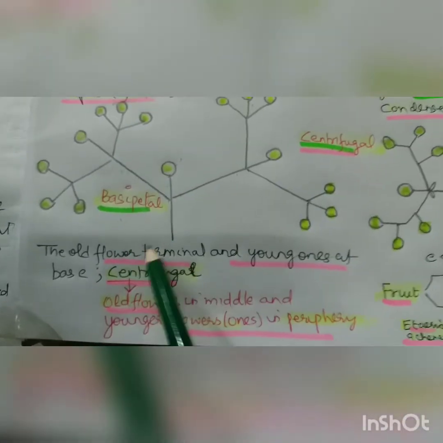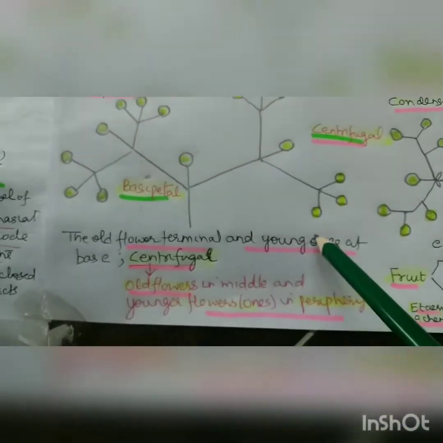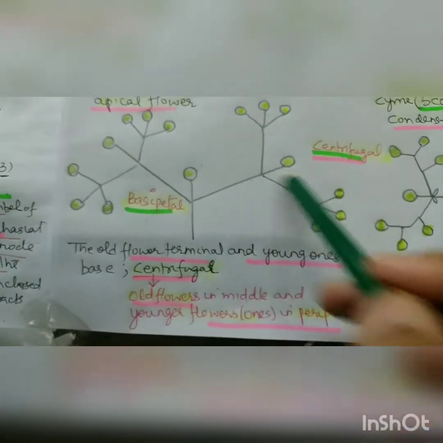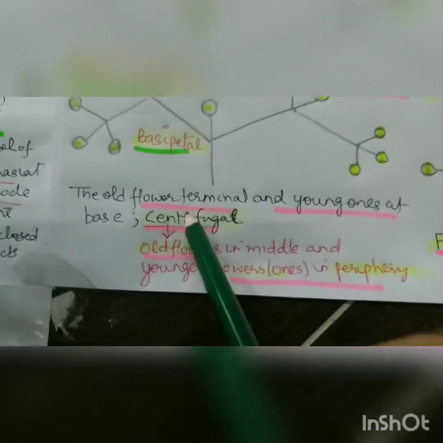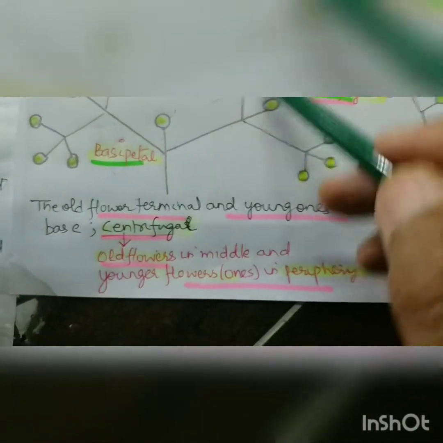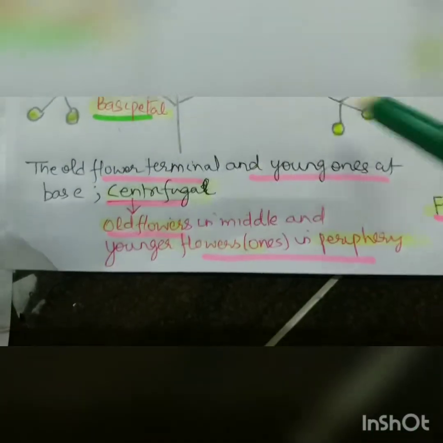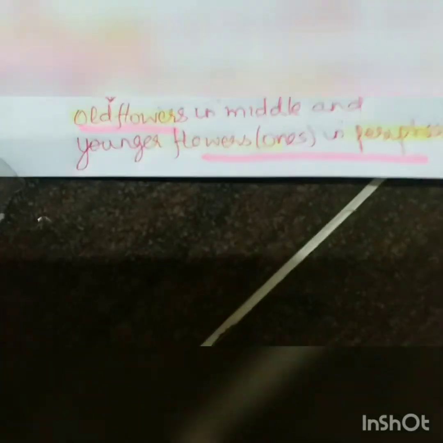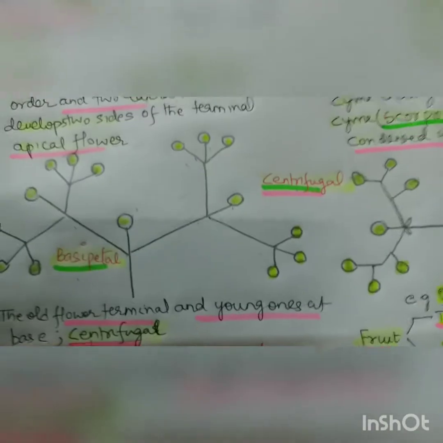Centrifugal means the old flower is terminal and the youngest towards the base. This is called basipetal, that is, the old flower is towards the terminal and younger towards the base, and then if the old flower is in the middle and younger towards the periphery, that is called centrifugal. So here we have two types, that is basipetal and centrifugal type, right?